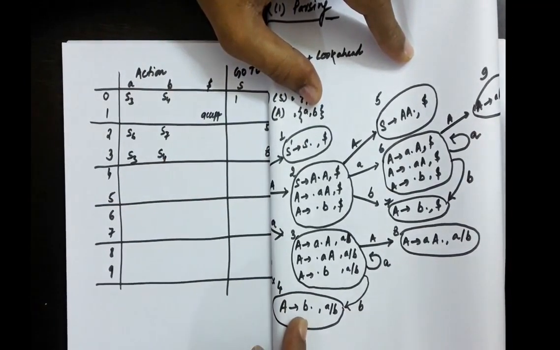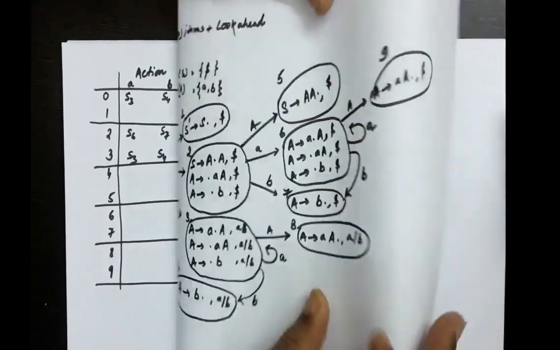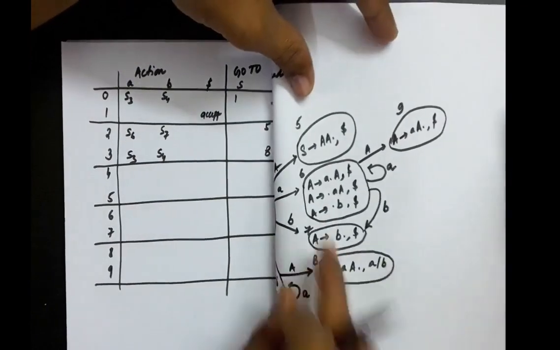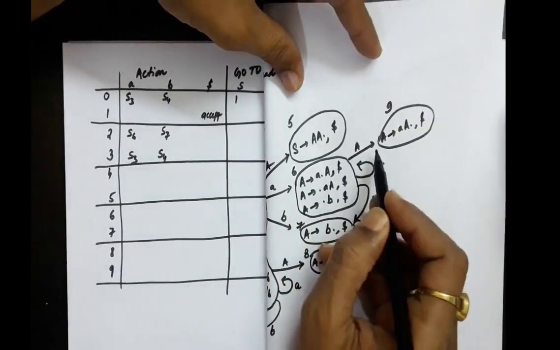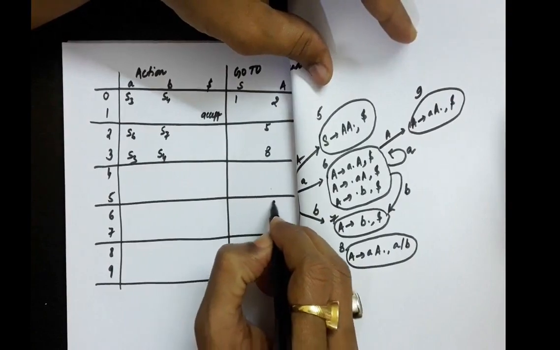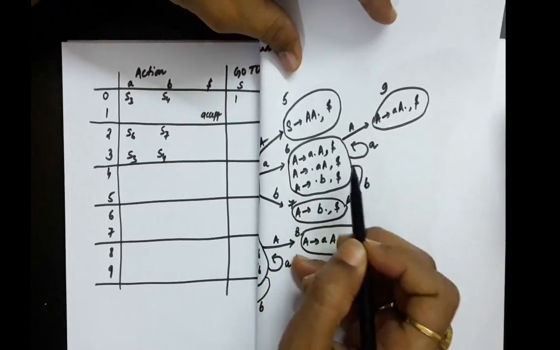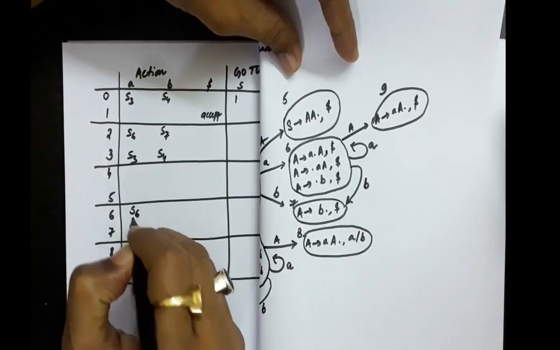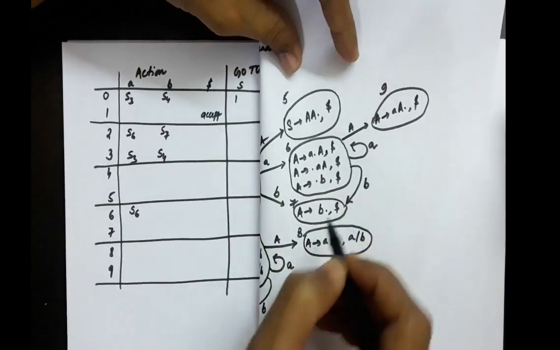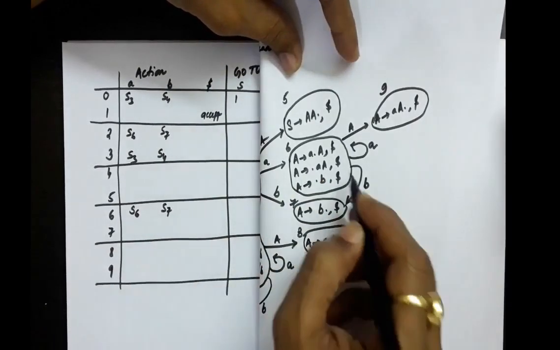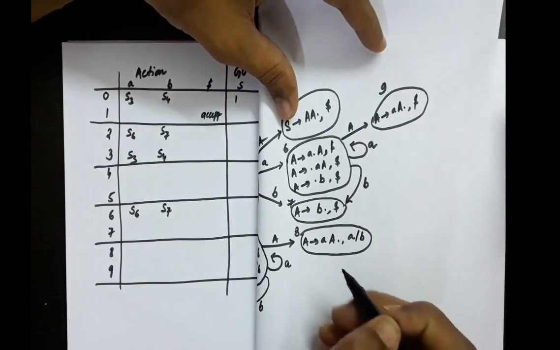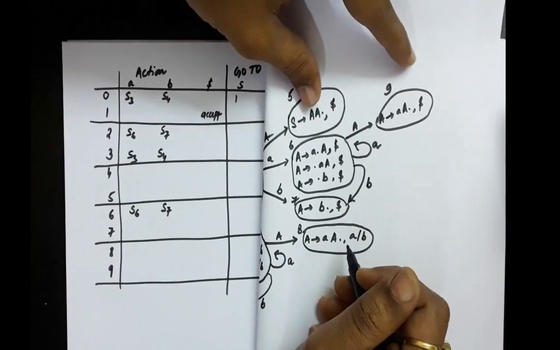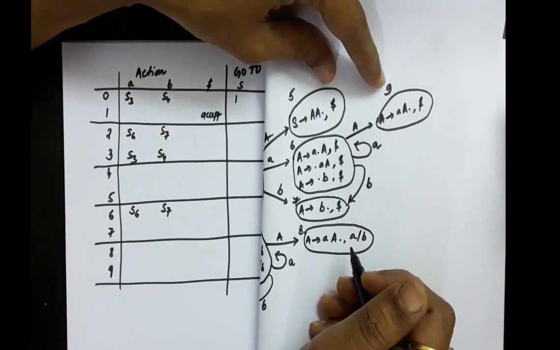No transition from 4. No transition from 5. And then from 6 on capital A, you're going to 9. From 6 on small a, you're remaining in the same state, S6. From 6 on small b, you are going to state 7, so S7. And then from 8, there is no transition. From 9, there is no transition.